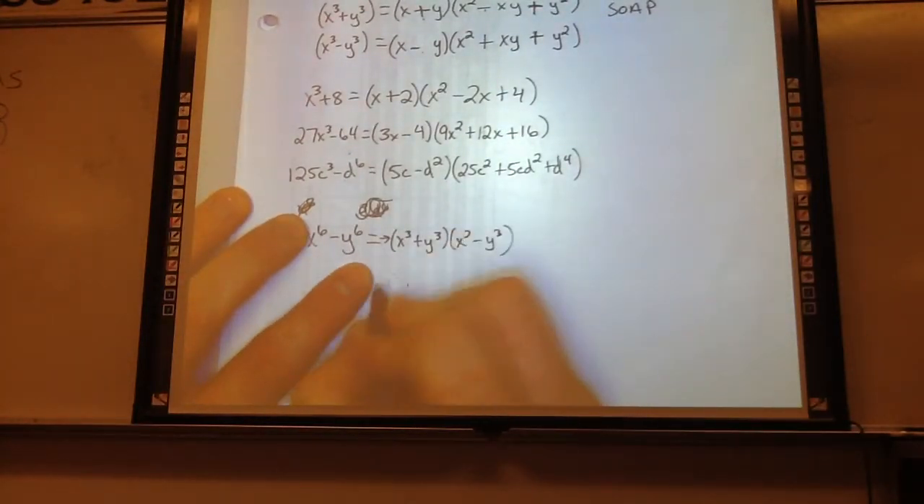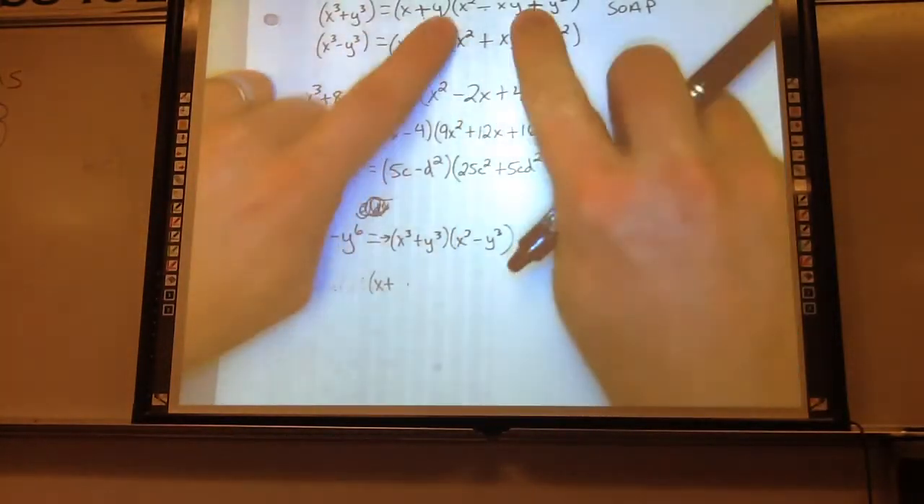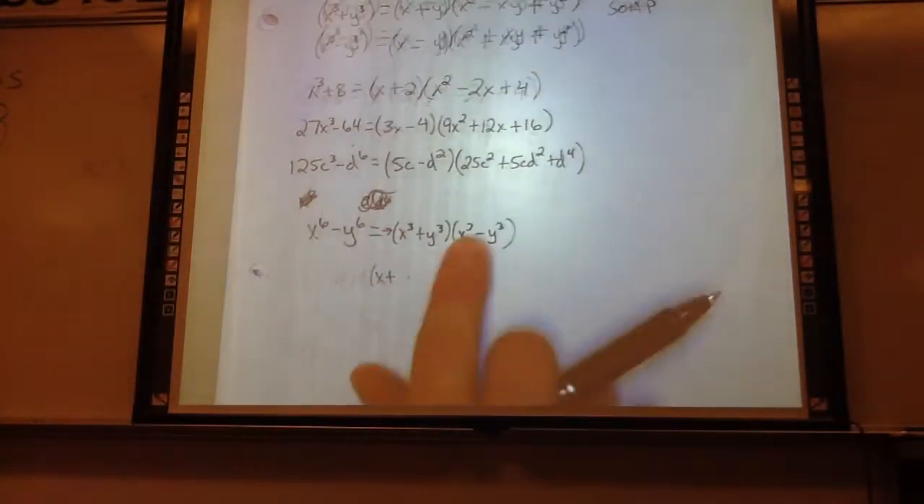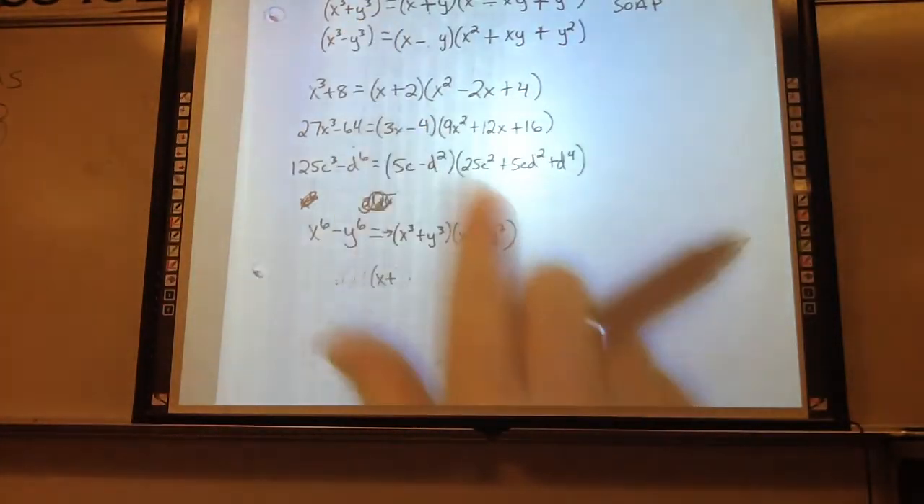So we got x plus y. Put that next to that, and that's the answer. So it's x plus y. Yeah, because look, we have x to the third plus y. Oh, look, it's exactly that. It's literally exactly that.